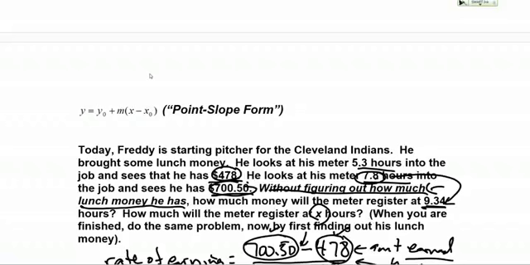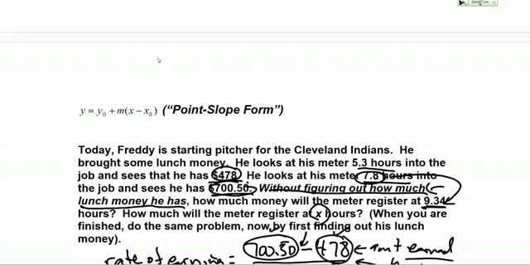Let's find his lunch money here, and just using basic arithmetic ideas here, and without delving into any formulas we memorized from school. In fact, we will find that we're going to do the exact same thing you might have done in school algebraically. We're going to do it with arithmetic. We know that he looks at his meter 5.3 hours into the job, and he sees that he has $478. He also looks at his meter 7.8 hours into the job and sees he has $700.50. Now obviously here we did figure out what his rate of change of earning money was: $89 per hour.